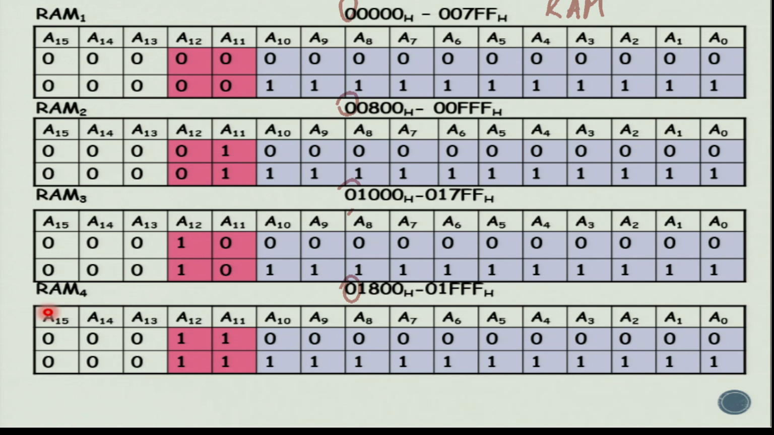So very simply we can say if A11 and A12 both are 0, then RAM 1 will be selected. If it is 01, RAM 2 will be selected. If it is 10, RAM 3 should be selected. If it is 11, RAM 4 should be selected. So these are the address lines which distinguish RAM 1 from RAM 2, RAM 3 and RAM 4. We have to use these for address decoding. So how are we going to use this for address decoding?